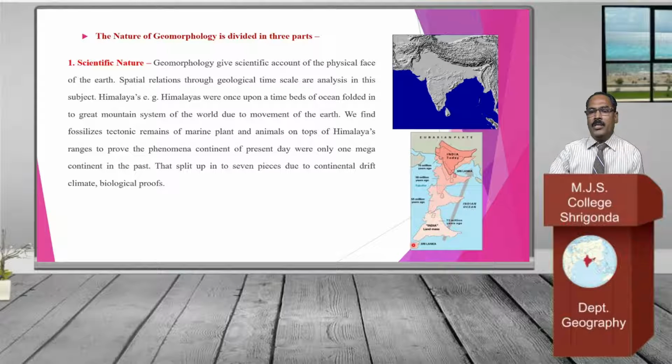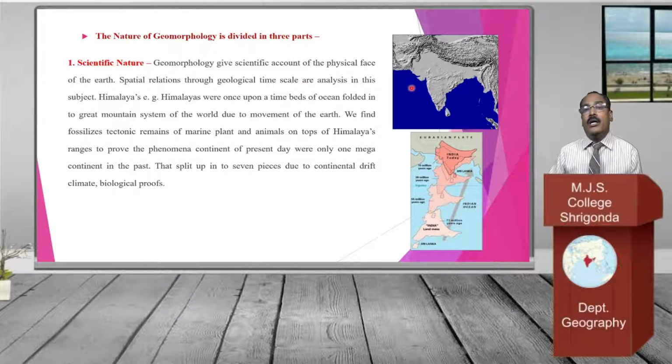The Himalayas form where the Indian plate, Indo-Australian plate and Eurasian plate come together. The Indo-Australian plate moves in a westward, northward direction, and this region is uplifted. The Himalayas were once upon a time the bed of an ocean.